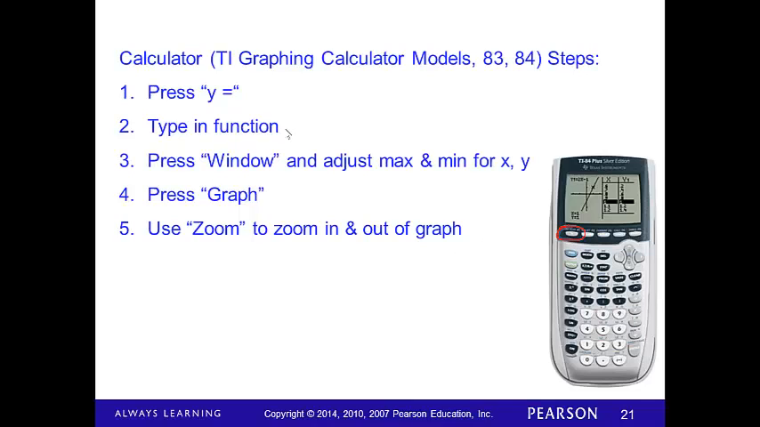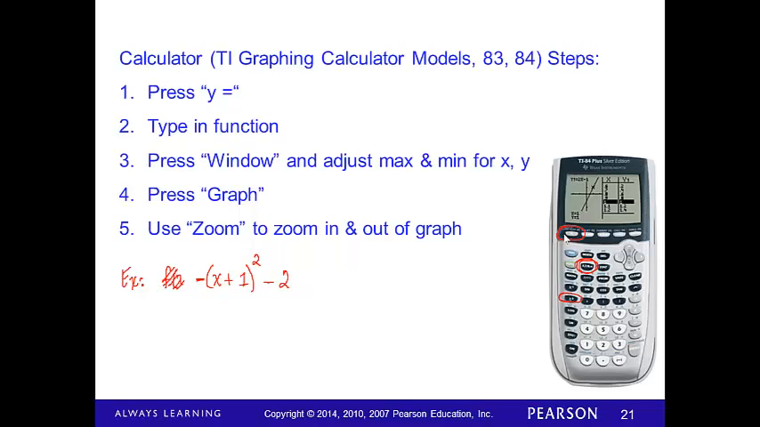And then you would want to type in your function. So for example, let's type in the function we just graphed. So let's type in negative parentheses x plus 1 close parentheses squared minus 2. Your square key is right here. It says x squared. How do you type an x into the calculator? You use this button. It has x, t, and theta on it.